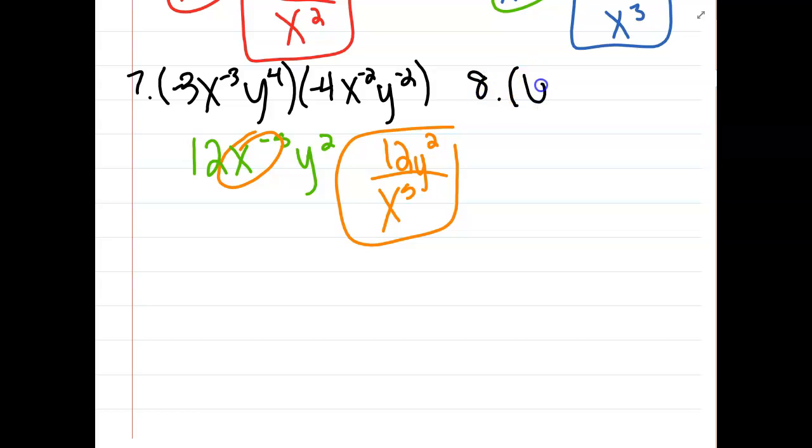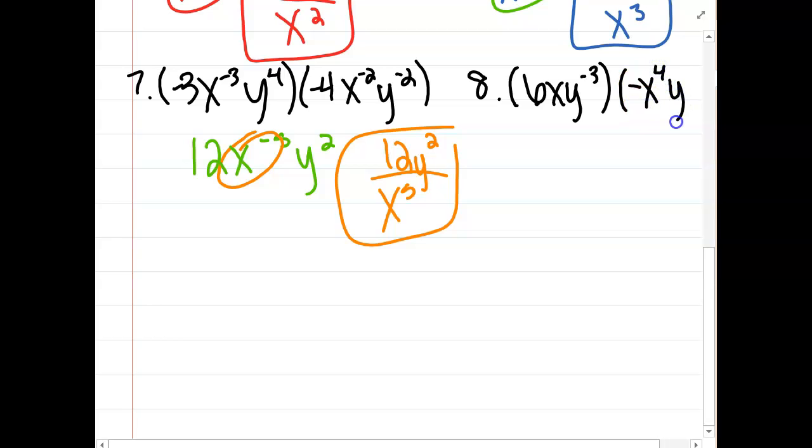Okay, number 8. What if we do 6xy to the negative 3rd times negative x to the 4th y? Okay, once again, this is just a big multiplication problem. So you're going to multiply the things together that you can. So I kind of like to start with the numbers, just to get those out of the way. And I see a 6, and there's not a number there, but there's that negative there, and it always gets really confusing because it kind of looks like maybe it's a subtraction, but it's not a subtraction.